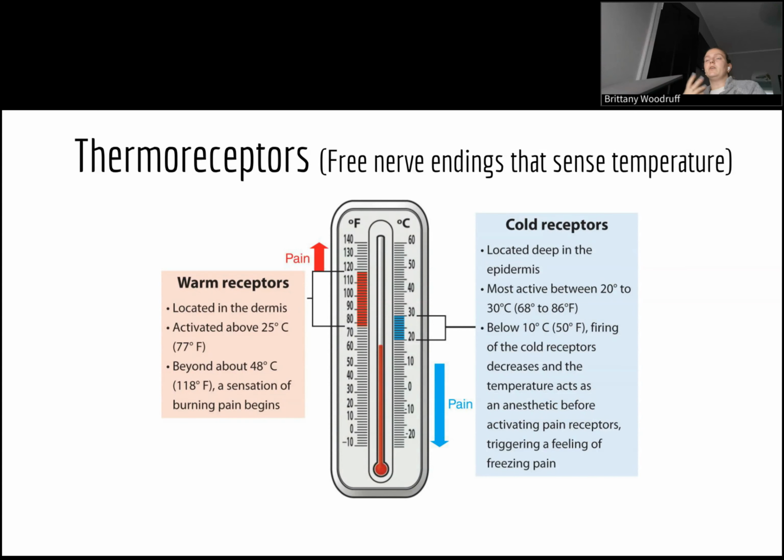Cold receptors, on the other hand, are going to be found deep in the epidermis. Okay? They're going to be active between 68 to 86 degrees Fahrenheit. Now, once you get down below 50, at first it's going to act like an anesthetic, meaning it is going to numb. Okay? And then eventually it's going to start triggering that freezing pain. Okay? So warm responds to warm, cold responds to cold.